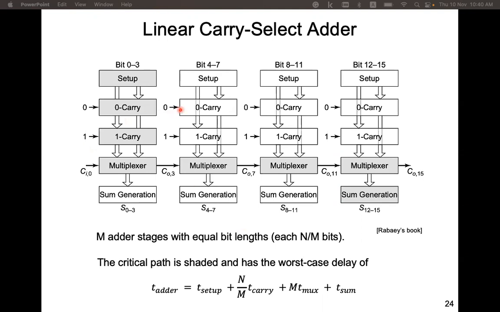Now, this is an example. Say we wanted to build a 16-bit adder using this carry select method. So we divide into a number of groups, say 4 groups. Each group contains 4 bits. First stage is bit 0 to 3. Second stage, bit 4 to 7. Third stage, bit 8 to 11. And finally, bit 12 to 15.